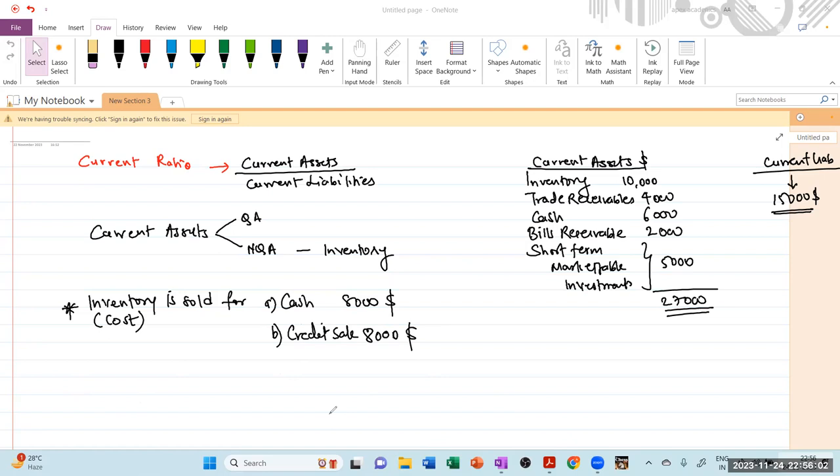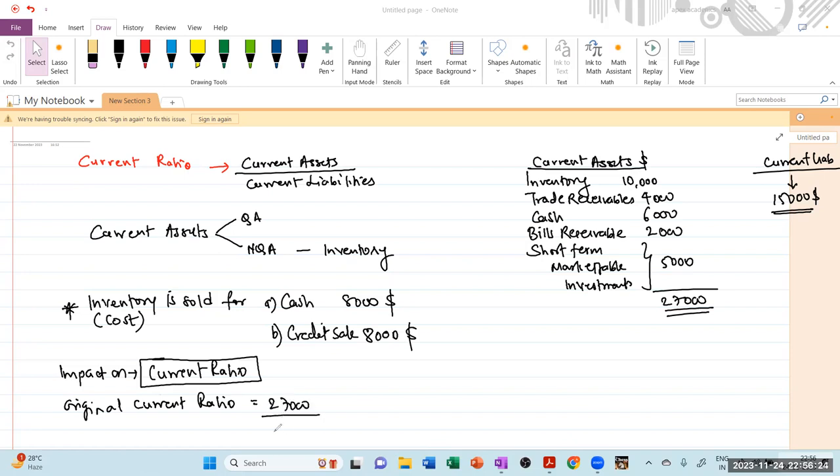The second vital piece of information I'll deal with later, which will be equally interesting for you. Now tell me, what is the impact on current ratio? I hope everybody understands the question. So first of all, can I say that your original current ratio is equal to $27,000 divided by $15,000. What is your answer? It has to be 27 divided by 15. It is 1.8. Agreed, everybody?